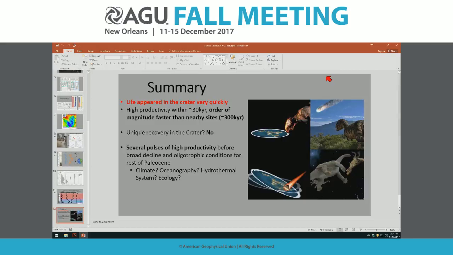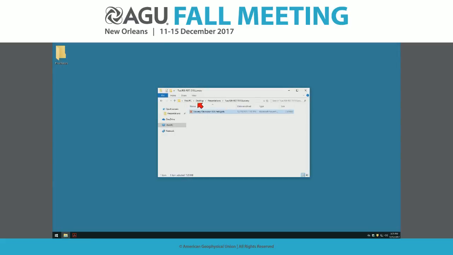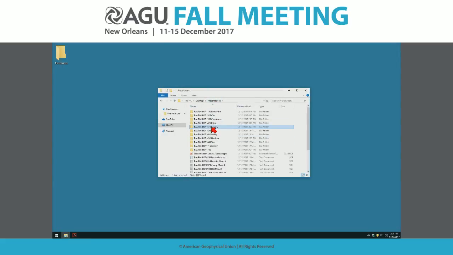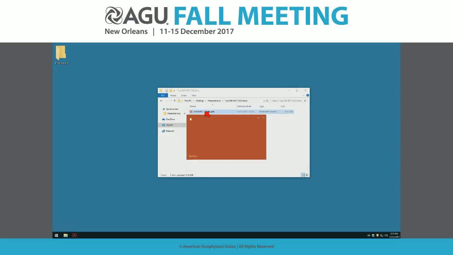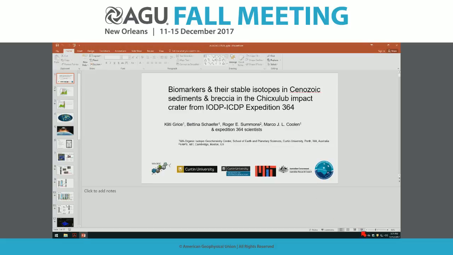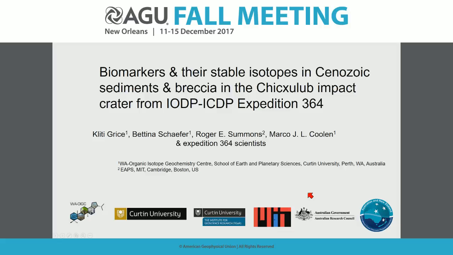Okay, so we're moving on to our final talk of the session. It's going to be given by Kliti Grice, and she's going to be talking about biomarkers and the stable isotopes in Cenozoic sediments above the Chicxulub impact crater.